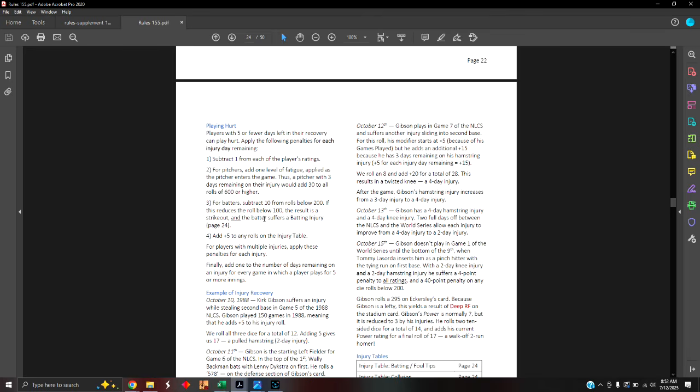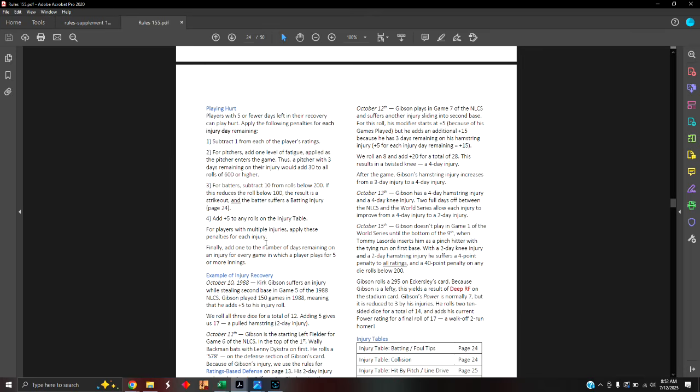For pitchers, they get a level of fatigue whenever they enter the game and they have an injury. They have that fatigue that they start out with. So pitcher has a broken nose. It's 2 days. He's going to start with 2 levels of fatigue from the time he comes into the game. It doesn't affect their stamina, but it affects their fatigue. So that means you're going to add 20 to all those 600 or higher rolls because it's 10 per level of fatigue.